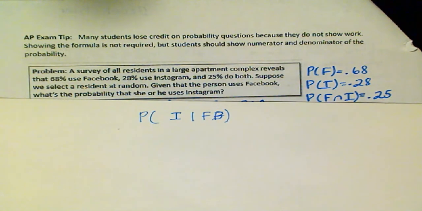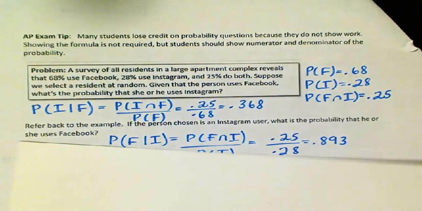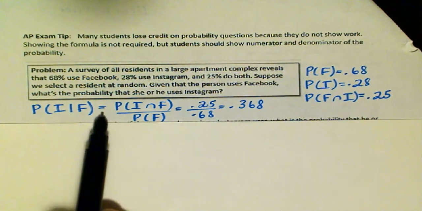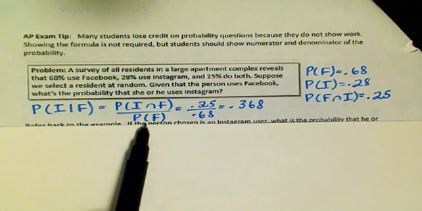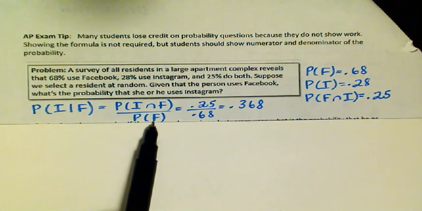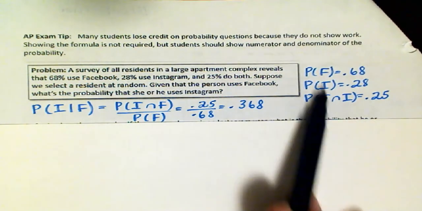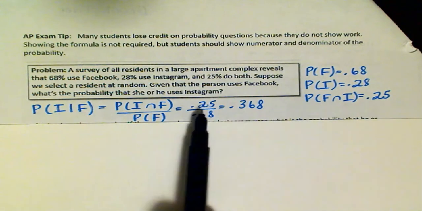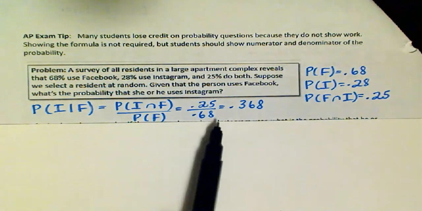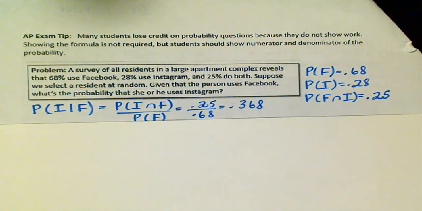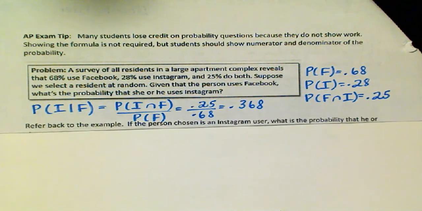So think about your formula, and we don't have to use A and B here, but what we're going to do is our formula is going to be the probability of both divided by the probability of Facebook. Now on this one, we don't have a two-way table. We just go use these values here. So both is 0.25, Facebook's 0.68, and then that would give you a 0.368. Please be careful and put the conditional part behind the line, because if you don't, you will get a different answer.